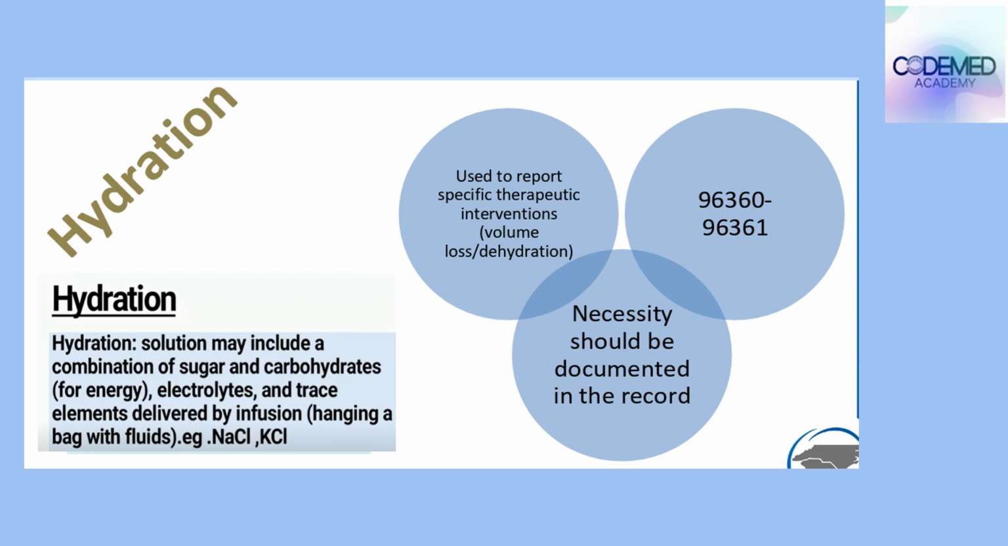What is hydration? Hydration is a solution which may include the combination of sugar, carbohydrates, electrolytes and trace elements delivered by infusion, hanging bag with a fluid, sodium chloride or potassium chloride, used to report specific therapeutic intravenous volume loss or dehydration. And we have two codes. One is 96360 and then there is an add-on code 96361. Necessity should be documented in the record. So this is as per the hydration.